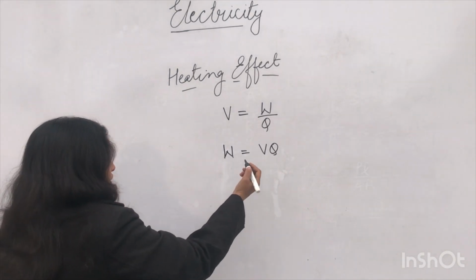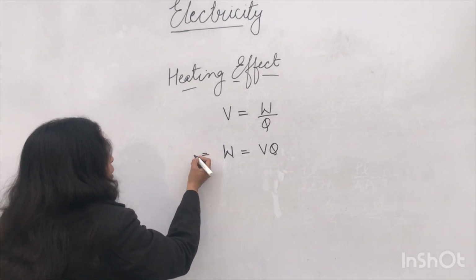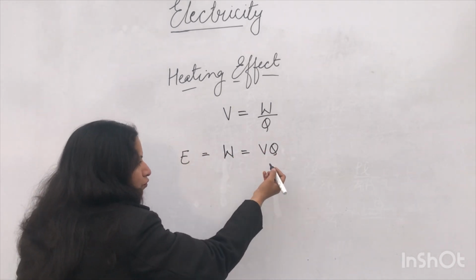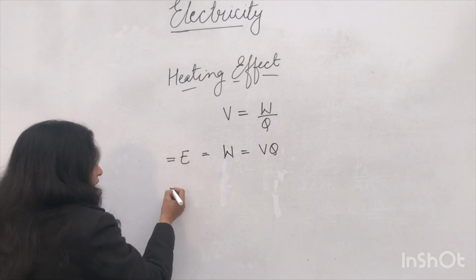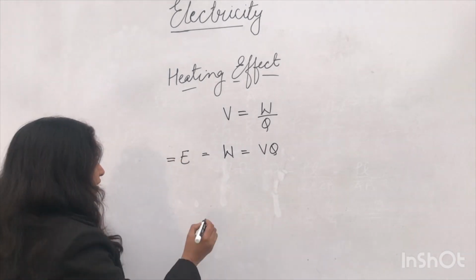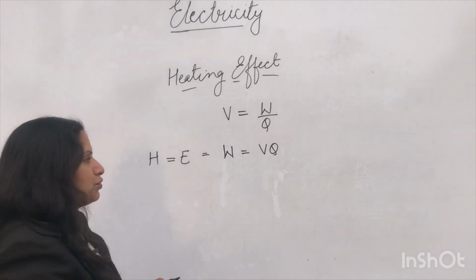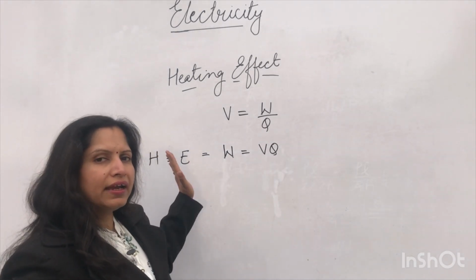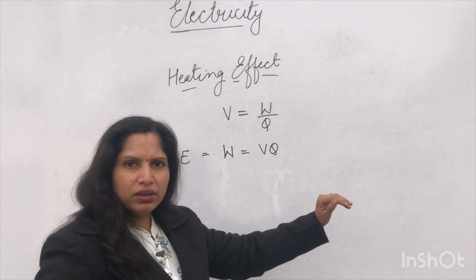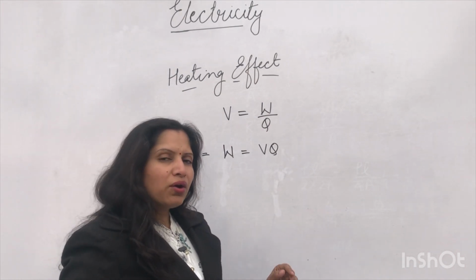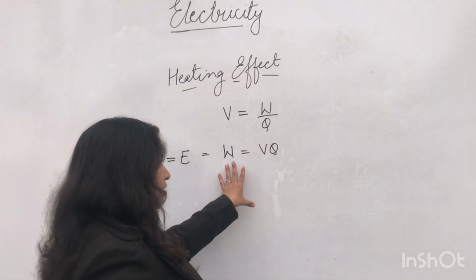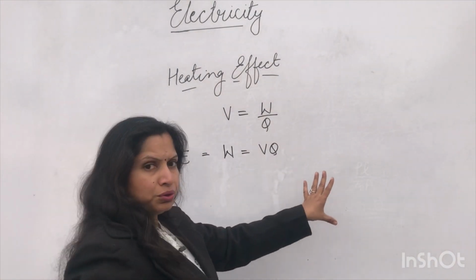Okay, so if we take work done, or if you are asked to calculate the electrical energy, then also the formula is the same. If you are asked to calculate the heat generated in the circuit, then also you can use the same formula, because heat, work, and electrical energy, they are all interconvertible. That is why all have the same SI unit, that is joules. So we have W equals V into Q.